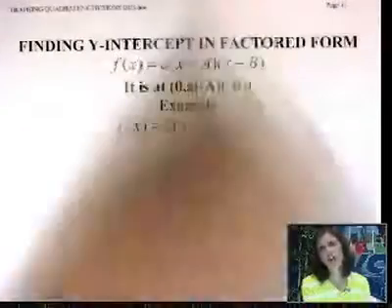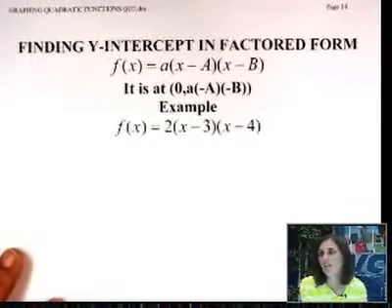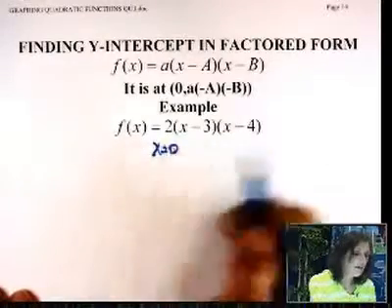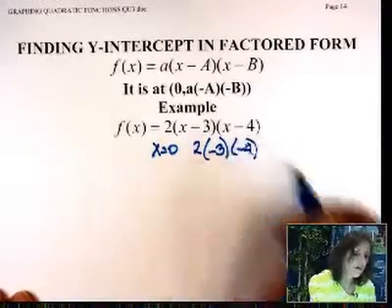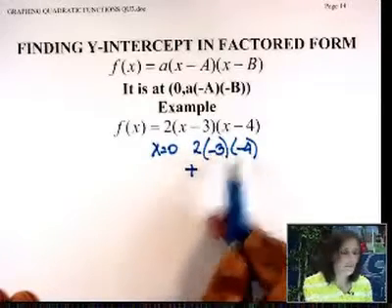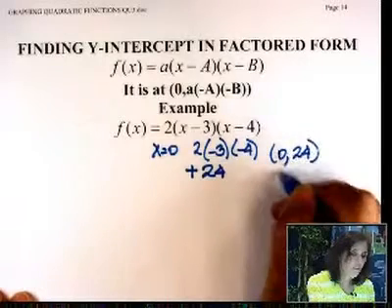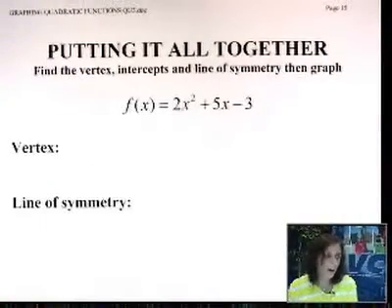You can actually stop at any time. How am I going to find the y-intercept when I have it in the factored form? Again, you're going to set x to 0. So you're going to go 2 times negative 3 times negative 4. This is going to give you a positive. 2 times 3 is 6, times 4 is 24. So it's 0, 24. All right, so you're finding the y-intercept by doing what? Just setting x to 0 each time.